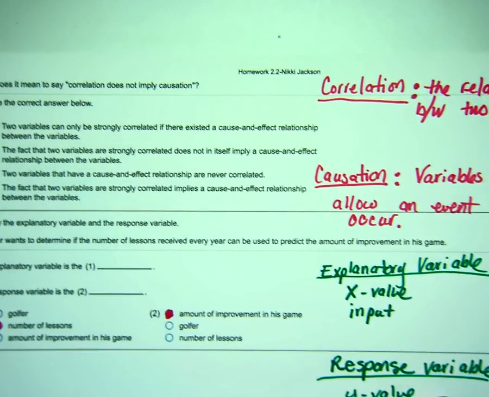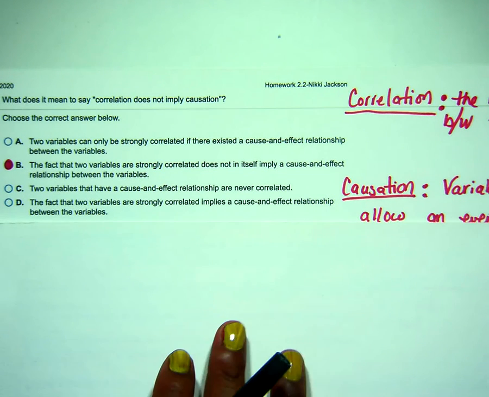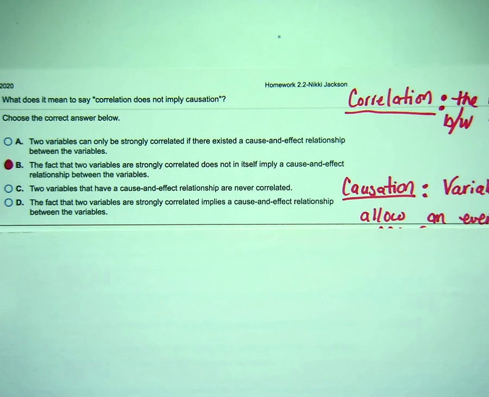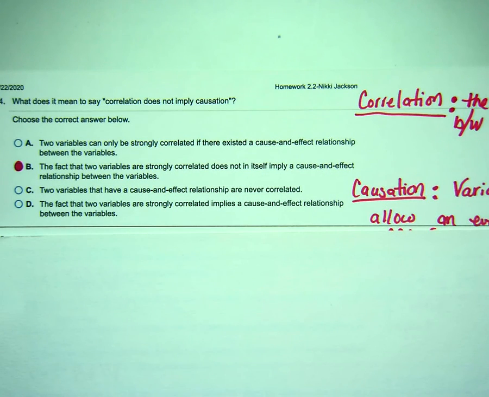So let's go back to the problem. And hopefully you can see all of that. So let me cover this up so you won't get too confused by reading too much. So when you're seeing this, notice how the fact that two variables are strongly correlated does not itself imply a cause and effect relationship between the variables. Think about the relationship I just said. If you didn't put money in the meter, you're supposed to get a ticket. However, that does not necessarily mean true. What if you were parking downtown during the weekend? You don't have to put money in the meter. Therefore, you won't get a ticket.